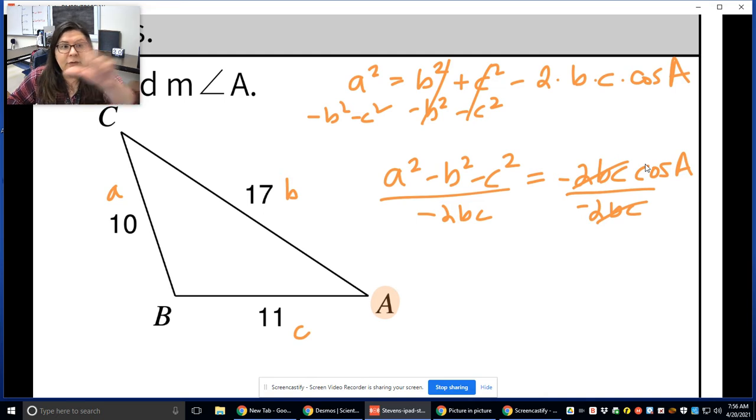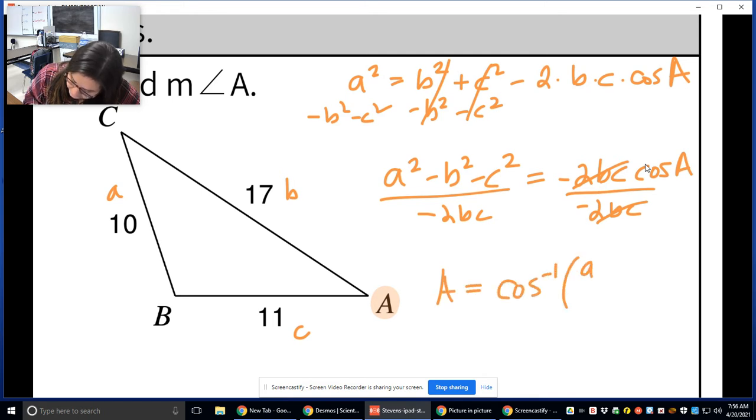But we know that when we move it over to the other side of the equal sign, it's going to become an inverse. So I'm going to make it become an inverse. But I'm also going to switch the sides of this equation. So capital A is equal to cosine inverse of a squared minus b squared minus c squared over negative 2bc.